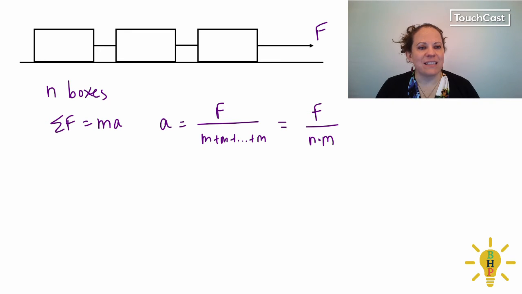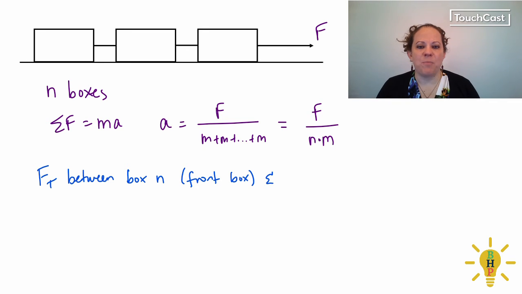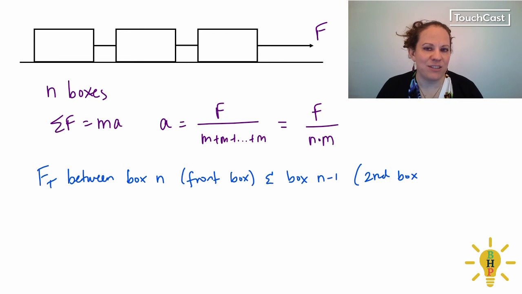So now let's consider the tension between box N, which is the front one, and box numbered N-1, which is the second box in the string. This is the version of the question that has shown up on the National Physics exam before.